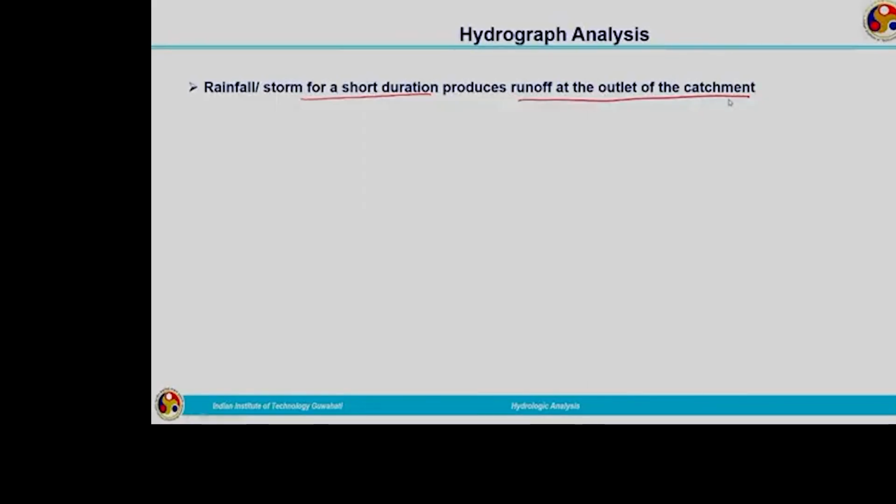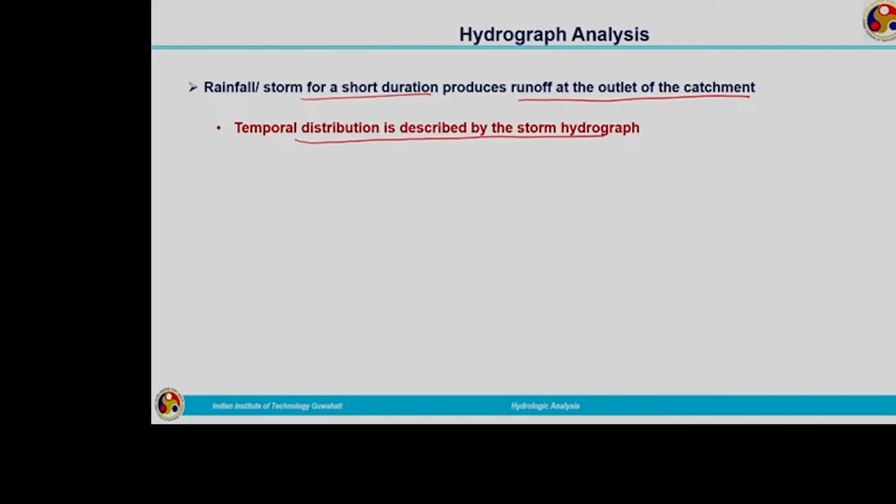If the rainfall intensity is more than the infiltration rate and it prolongs for some time, definitely there will be runoff taking place at the outlet of the catchment. So, here when we are discussing rainfall, we are going to consider rainfall having a certain duration. So, definitely it will be producing runoff at the outlet, and the temporal distribution of the runoff we have studied by means of the storm hydrograph.